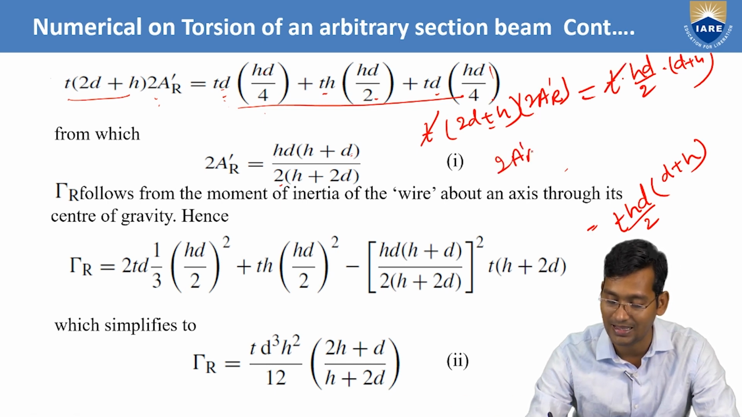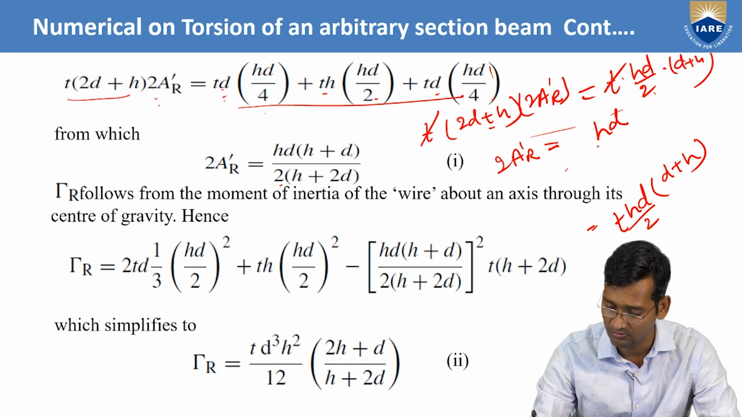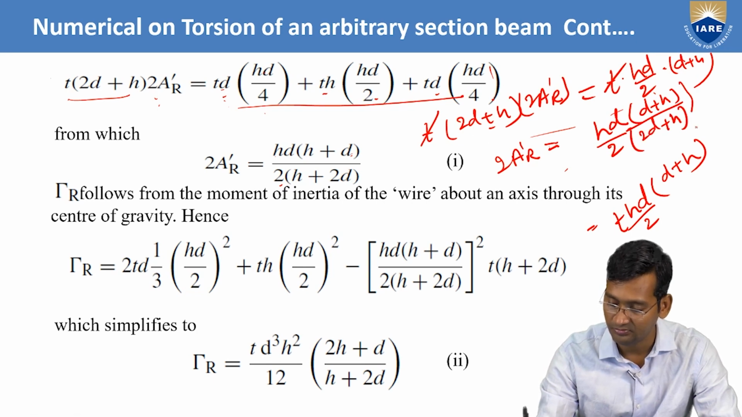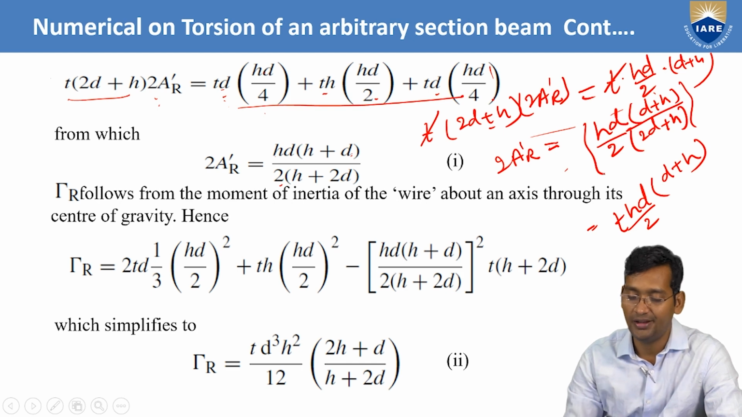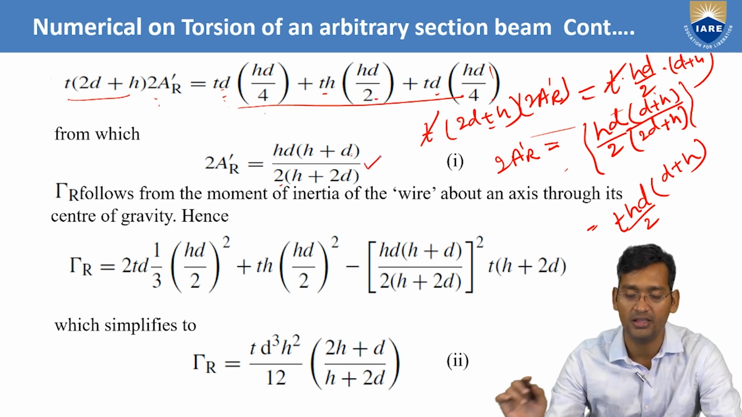So 2A dash A equals what? Simply this will get divided here, right? So that equals HD by 2 into D plus H, and this is 2D plus H. So this will be the 2A'R value. This here is the 2A'R value.